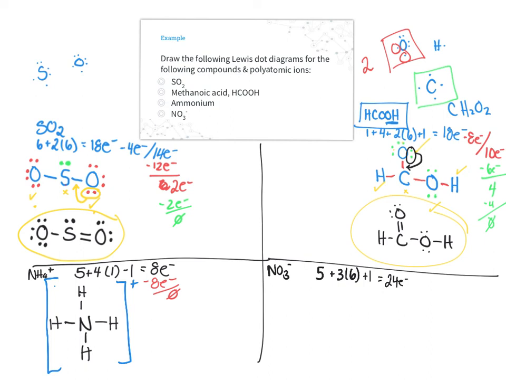Nitrogen has 3 bonding electrons, whereas oxygen only has 2. So I'm going to put nitrogen in the middle, and I'm going to put my oxygens around. Connecting, I've used 3 bonds, which is 6 electrons. I'm left with 18 electrons to place back in my diagram. Filling in my outer atoms first, 1, 2, 3, 4, 5, 6, 7, 8, 9, 10, 11, 12, 13, 14, 15, 16, 17, 18 electrons.